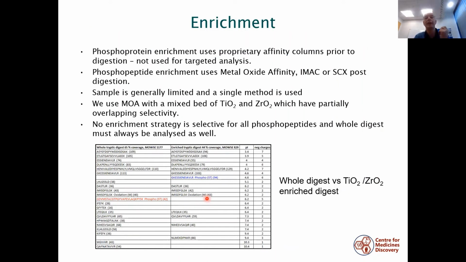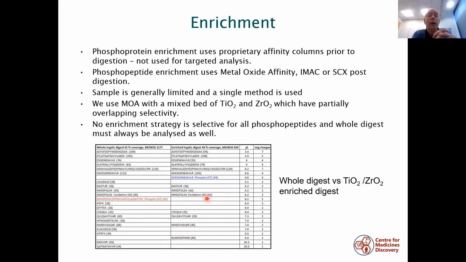So I said enrichment is pretty much always needed. You can enrich phosphoproteins. You do this using a proprietary affinity column. You would do this prior to digestion. But for targeted analysis, you would not do this. You would already have a purified phosphoprotein.